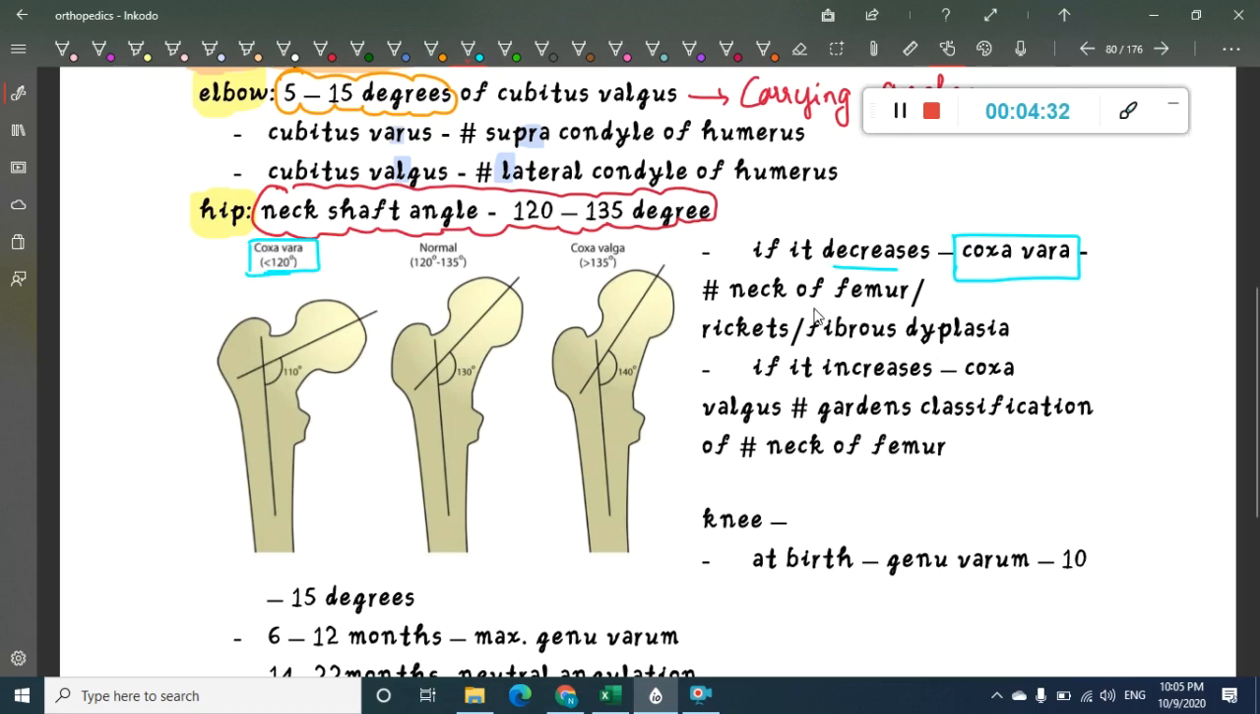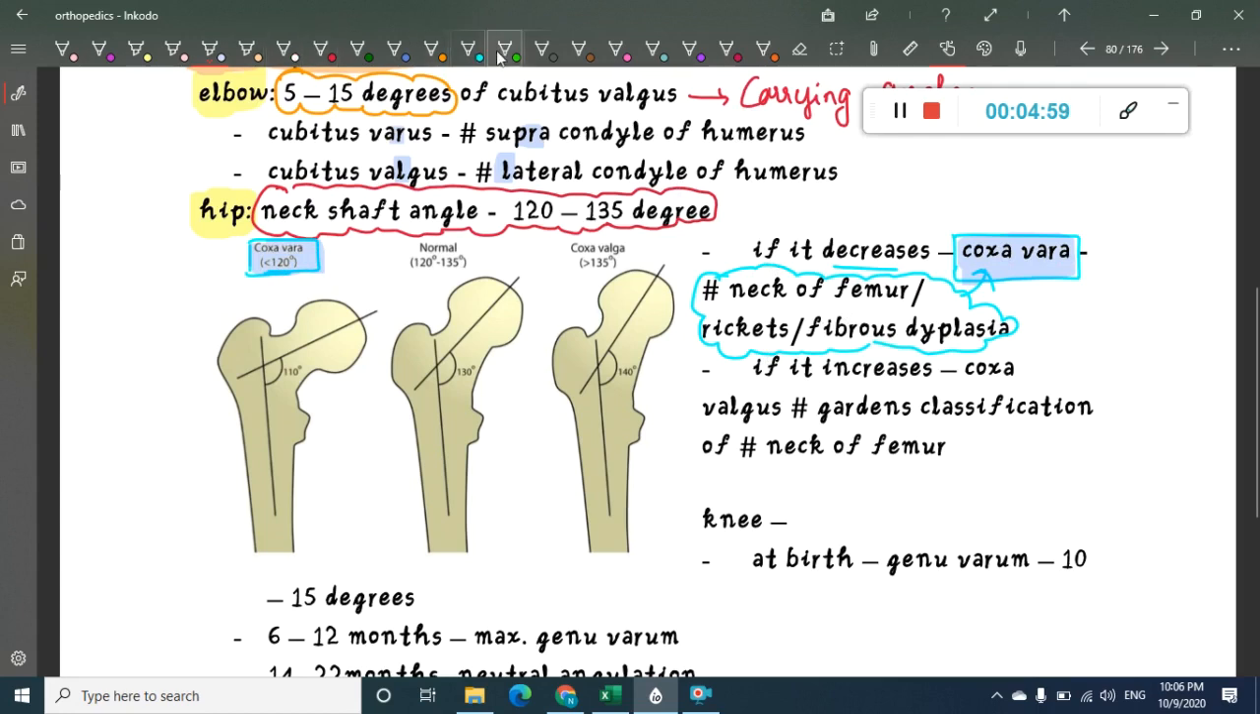So what are the examples of coxa vara? Coxa vara is when this angle decreases. The examples are fracture of the neck of the femur, rickets, and fibrous dysplasia.